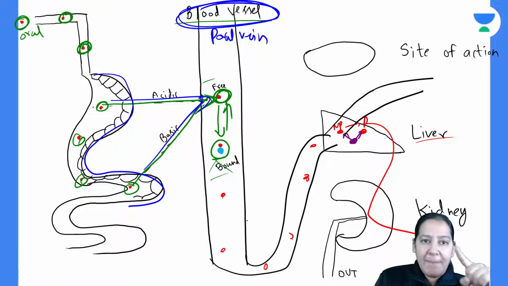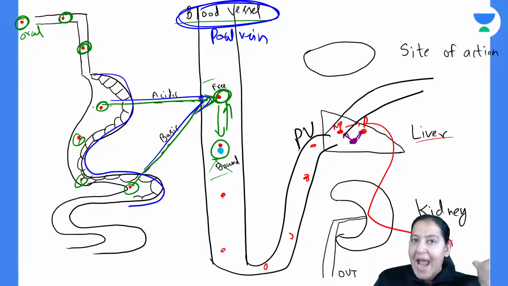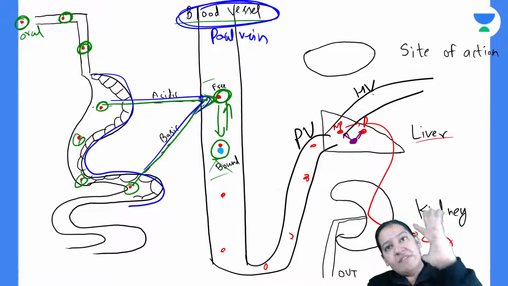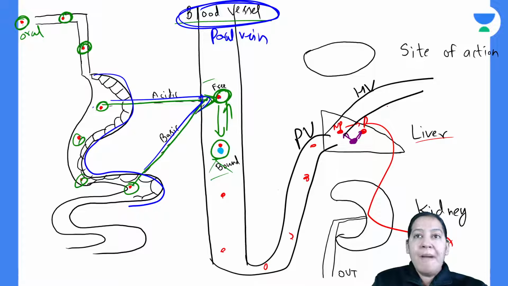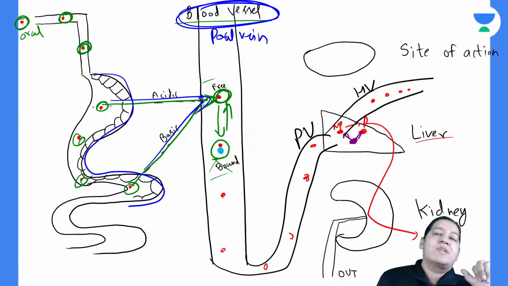Where will it exit from here? Here it went in the portal vein. This is portal vein entering the liver. Exiting the liver is hepatic vein. So the one vein which enters the liver is portal vein. The one which exits it is the hepatic vein. Now hepatic vein contains only that portion of the drug which was non-polar. Polar is already excreted. Give me a thumbs up.